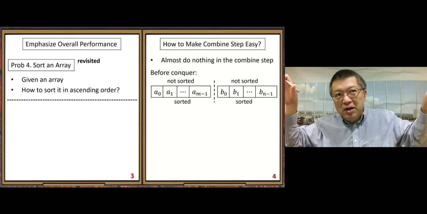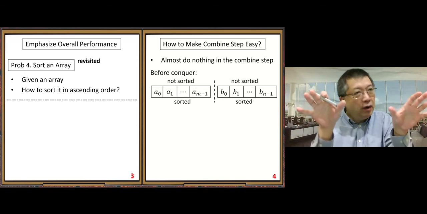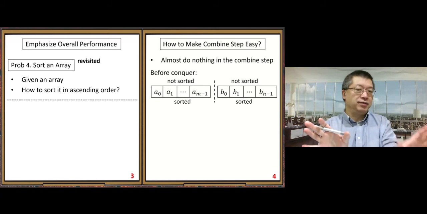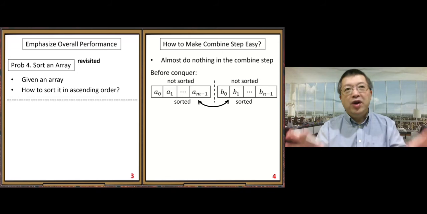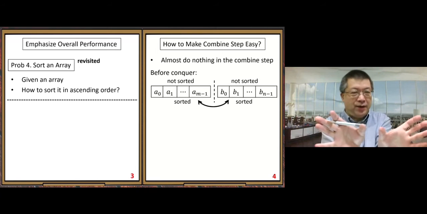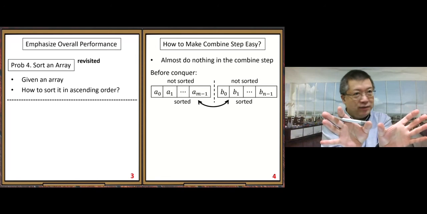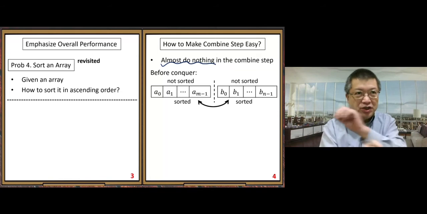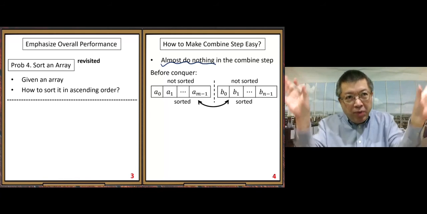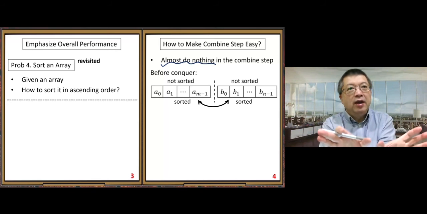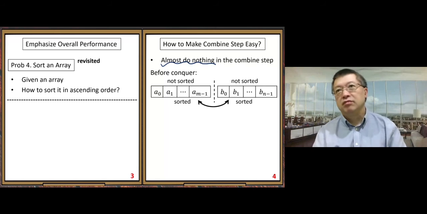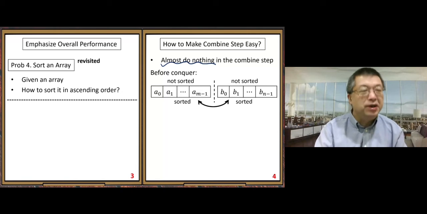Then let's consider the combine step. We want to make a whole sorted array from these two sorted subarrays. But when we do it, we just put them back to back. That's all. What do we mean by almost do nothing? We do not want to change the position of any element. We just put these two subarrays back to back. Then we wish the whole array is sorted. That's the meaning of almost do nothing.